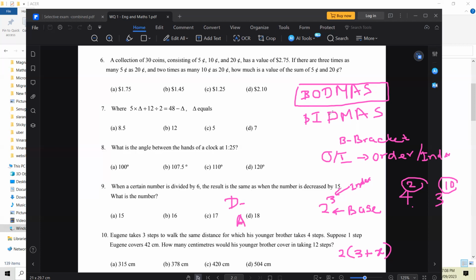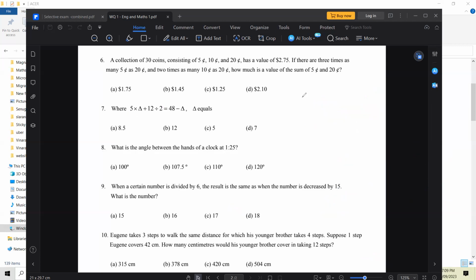BIDMAS is also the same. Bracket, index, division, multiplication, addition, subtraction. Then if you have a question like this, one side, say this side operation. Sorry, did you write the BODMAS meaning?